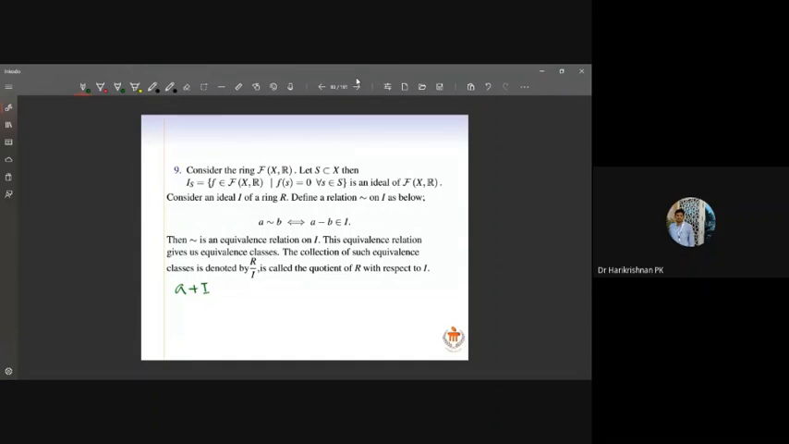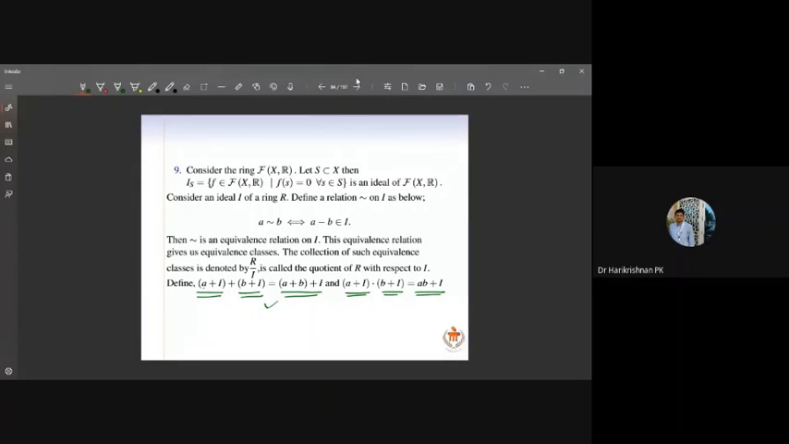So how to define addition and multiplication on the elements of R over I? You take two elements in R over I. Elements in R over I are of the form what? A plus I, where A belongs to R. You take A plus I and B plus I, two elements in R over I. You can define the addition as (A plus I) plus (B plus I) equals A plus B plus I. And (A plus I) times (B plus I) you can define as AB plus I.